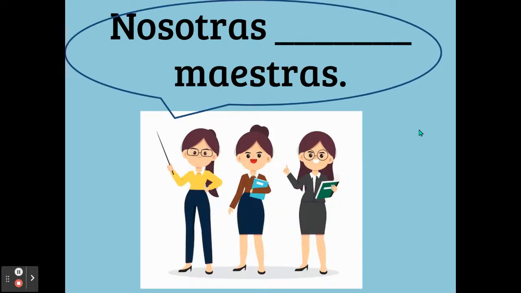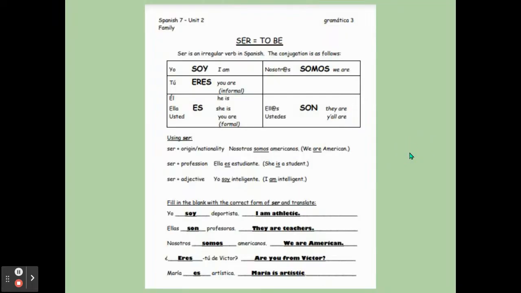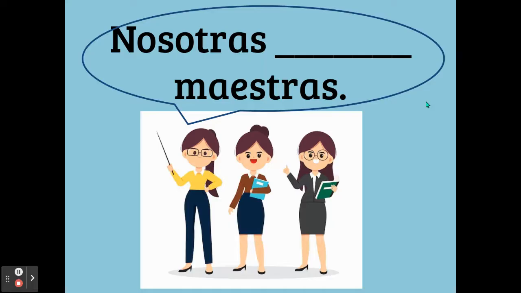All right, nosotras is we feminine. Blank maestras. What goes with nosotras? Let me look at my grammar sheet. Oh, there it is. After nosotras is somos. So what goes on the line? Somos. All right, so the next ones, remember this counts for a grade, and you got to make sure you choose the correct answer.